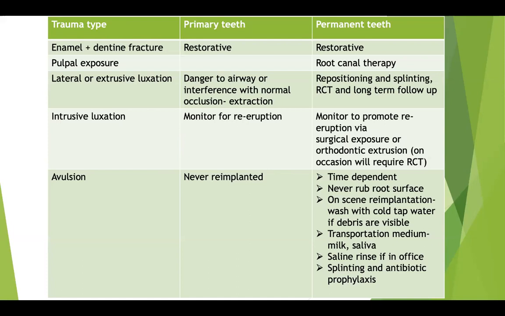And you never rub the root surface. So the root surface, when the tooth is avulsed, it's going to have periodontal ligament remnants on it. If you rub it, you're destroying any chance of it succeeding in the reimplantation. Best reimplantation is on scene. So if you have a patient call and say that, you know, my tooth fell, it's in my hand, just say, try to place it in the correct way.